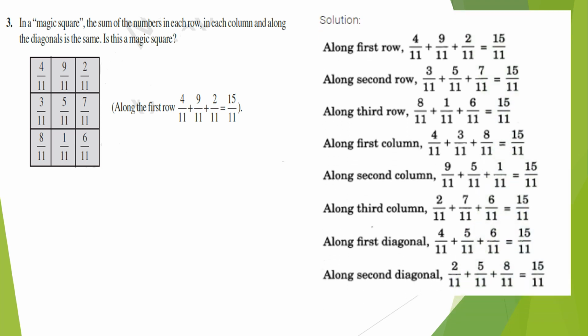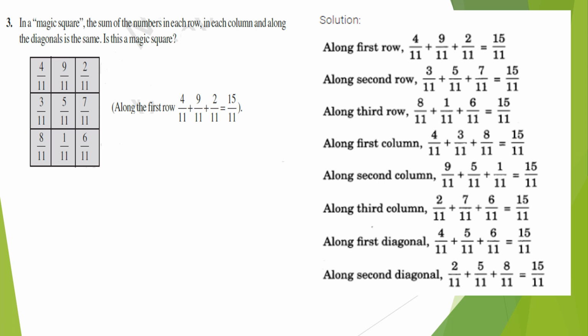So the first row, if you add 4 upon 11 plus 9 upon 11 plus 2 upon 11. Here the denominators are the same. So children, you must simply add the numerators and keep the same denominator. So 4 plus 9 is 13, plus 2 is 15. So we get the answer as 15 upon 11.